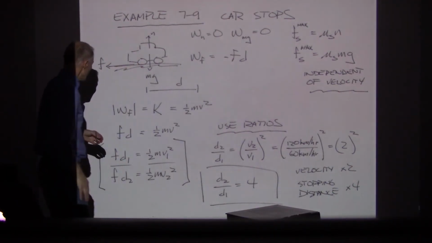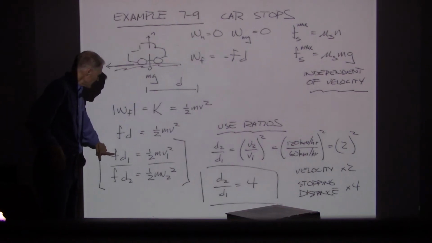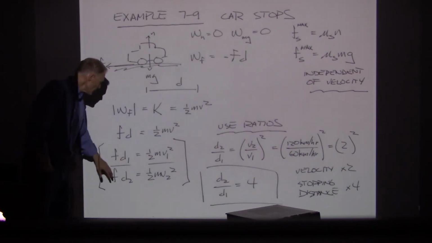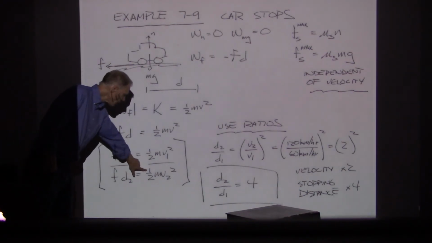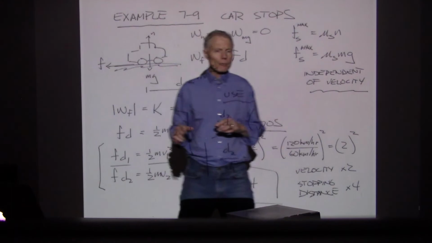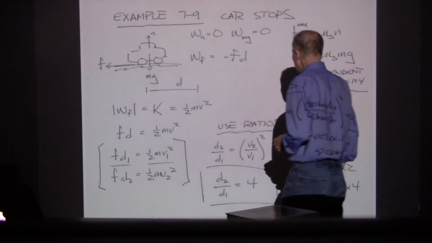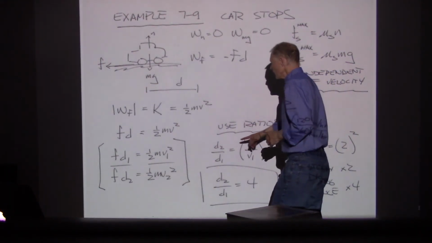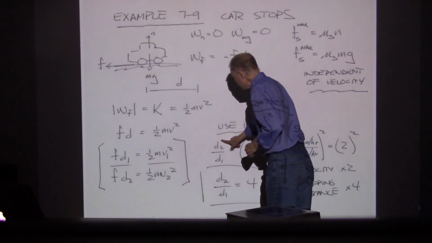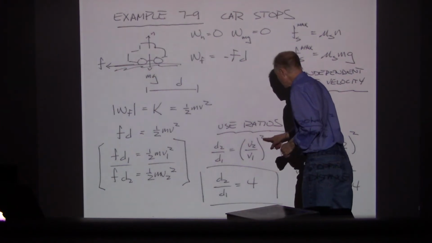So if that's the case, then I can take the equation we've derived here, and I can write it down twice. I can say F times D1 is equal to 1/2 M V1 squared, and F times D2 is equal to 1/2 M V2 squared. So I'm saying, again, the energy taken out by the friction equals the kinetic energy currently in the car. Now I'm going to use ratios. I'm going to flip that around, and the F's cancel, the M's cancel, the 1/2 cancels. I'm going to get D2 divided by D1 is equal to V2 over V1 squared.